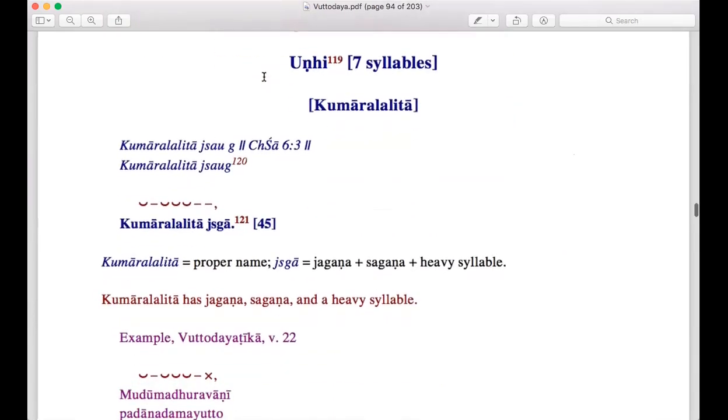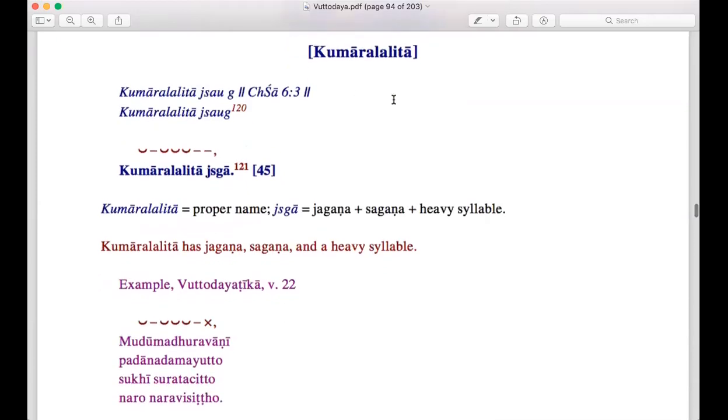Okay, this is Unhi, 7-syllable verses. So here also Unhi is the generic name, the name of the group. And Kumara Lalita is the name of the verse shown here. So here Unhi is actually mentioned in the text, actually in the Burmese version. It's Unhika, not Unhi. So Unhi is there, like in long form. Unhi is also there. And in the Burmese version, it is Unhika. There are three versions of this name.